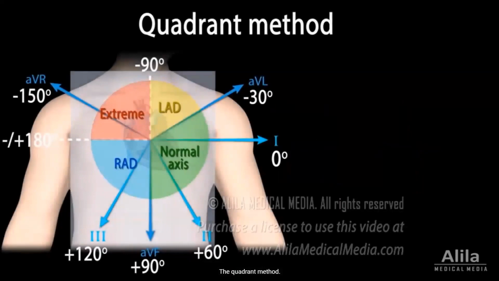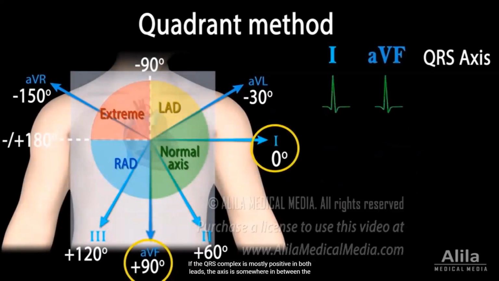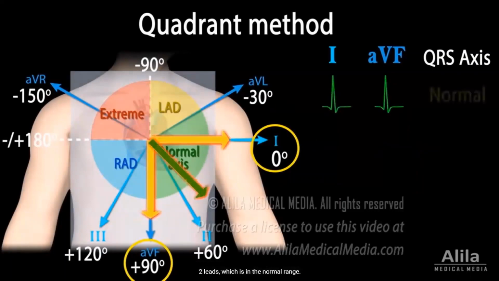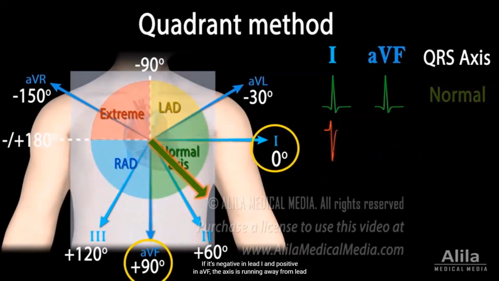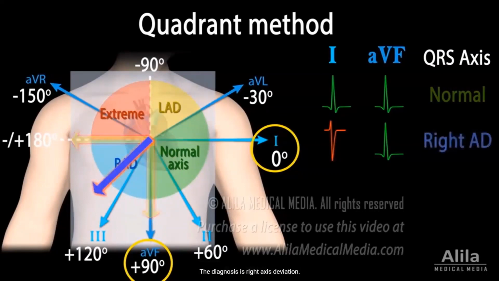The quadrant method. This method looks at the QRS complex in lead 1 and lead aVF. If the QRS complex is mostly positive in both leads, the axis is somewhere in between the 2 leads, which is in the normal range. If it's negative in lead 1 and positive in aVF, the axis runs away from lead 1, but toward aVF, and is thus in the lower right quadrant. The diagnosis is right axis deviation.